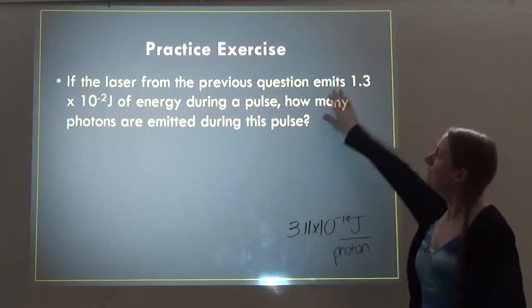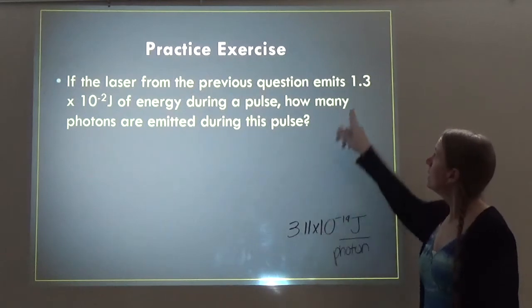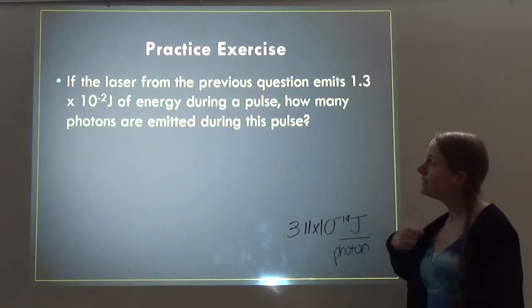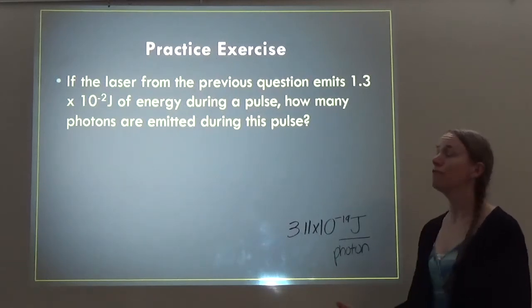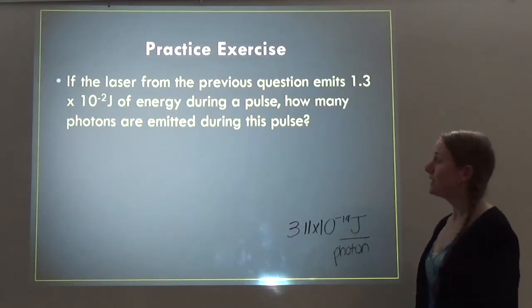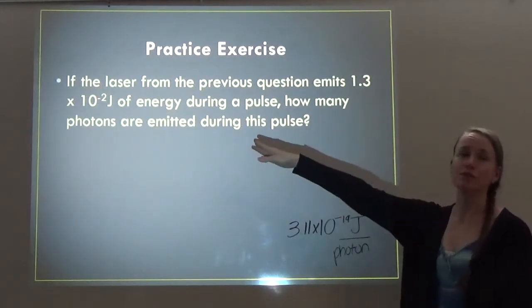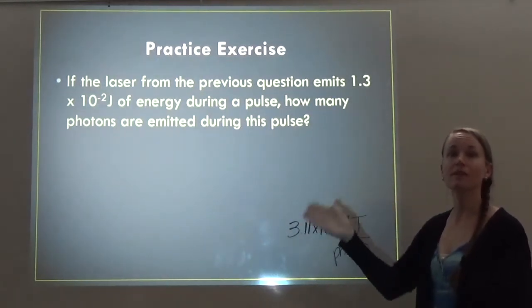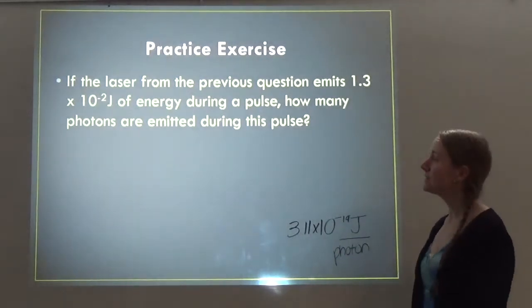Again, if the laser from the previous question, so here is your energy per photon, emits 1.3 times 10 to the negative 2 joules of energy, how many photons are emitted? This time you have the joules per photon, you have the joules of energy, and you're trying to figure out how many photons. So I'll let you pause it, try it, and I'll assume you've done that.